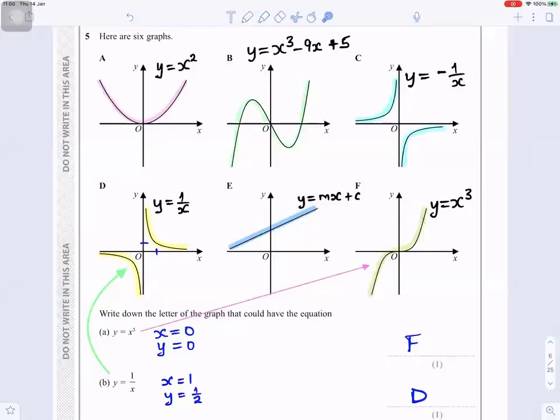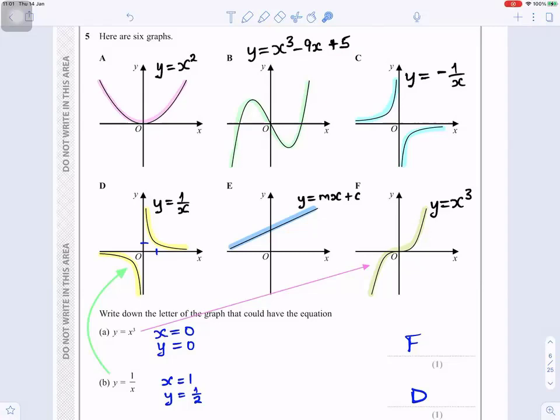Question number 5. Here are 6 graphs. Write down the letter of the graph that could have the equation y equals x cubed for part A. Now, it's important to just remember or know what these graphs look like and what their function could be. So the graph for A represents y equals x squared. That's the shape of y equals x squared. If you put x is 0, y is 0, it passes through the origin. For B, that's an example of the graph x cubed minus 9x plus 5. That's just an example. For C, it represents y equals minus 1 over x.